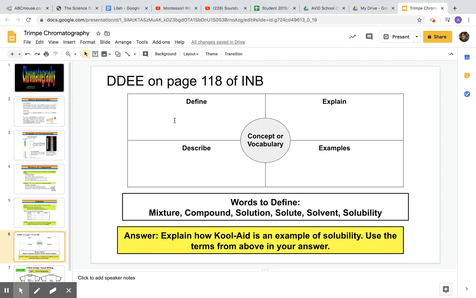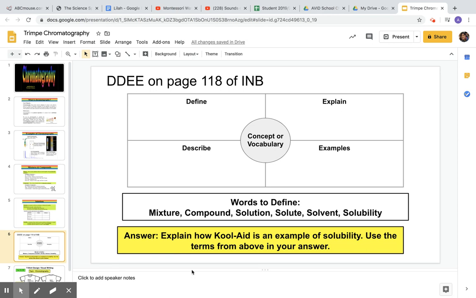So a sentence from your academic resource. Explanation is a process in your own words. Describe, we're going to be using adjectives, perhaps verbs. Examples, real life examples like soda, Kool-Aid, cookies, things like that. So that is on page 118. At the bottom of that, you're going to go ahead and answer this question. How is Kool-Aid an example of solubility? You will be using those words to demonstrate knowledge.